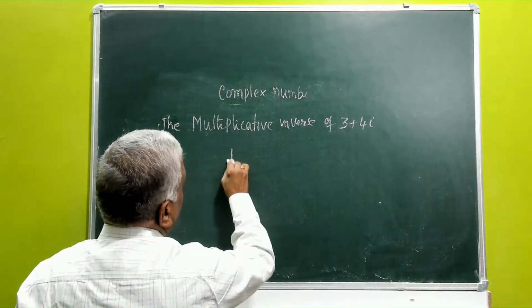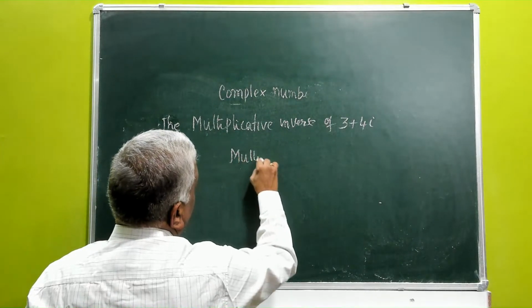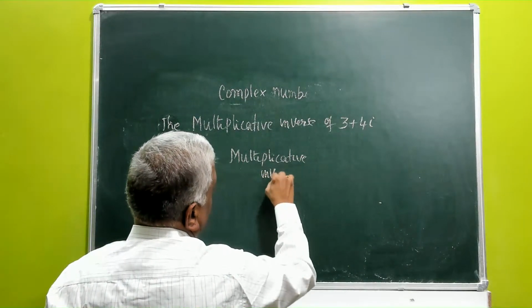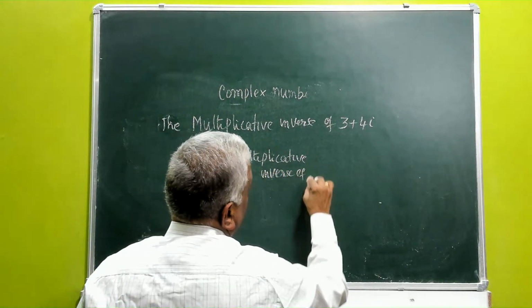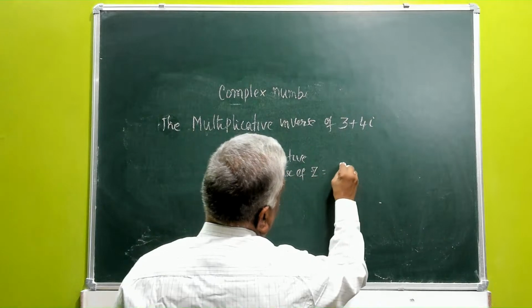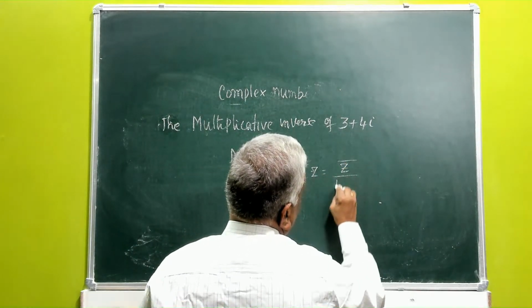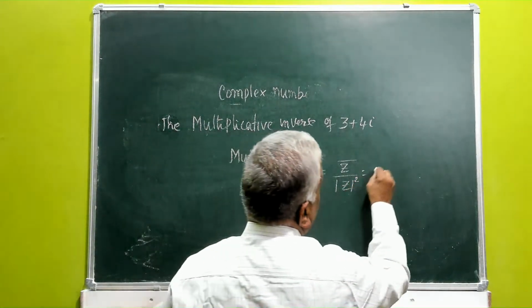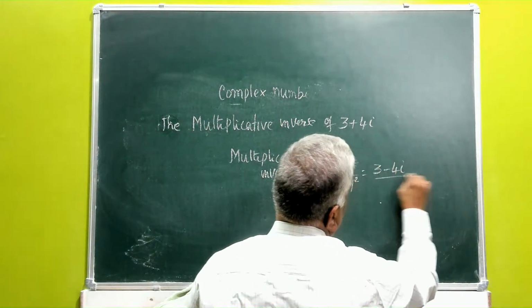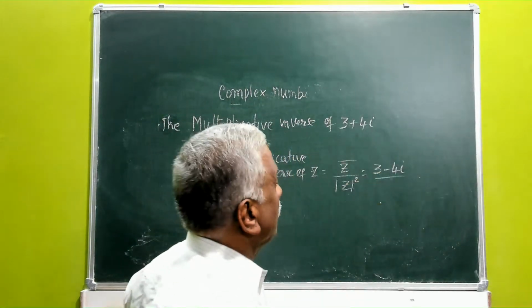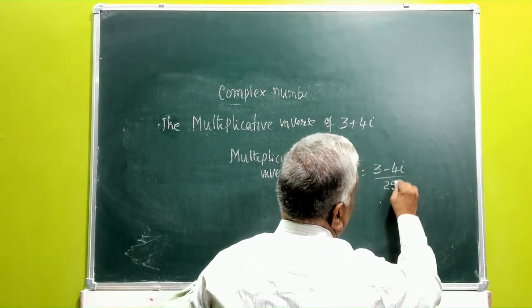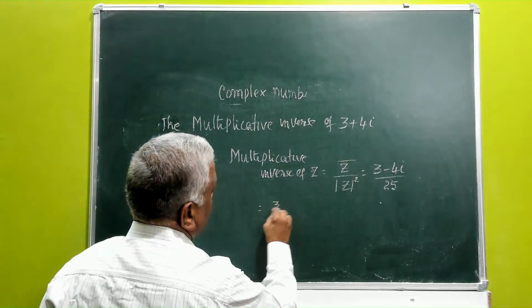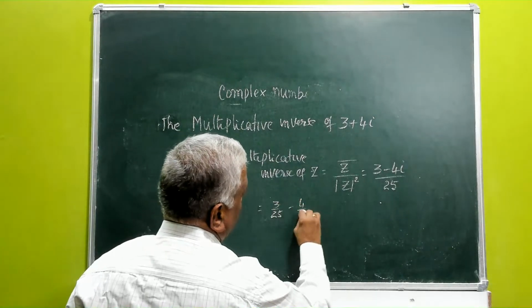You should remember, as I told you, the multiplicative inverse of z is equal to z bar over modulus of z whole square. So z bar is nothing but 3 minus 4i. And 3, 4 and 5 form a right triangle, therefore this is 25. But they won't give the answer like this. They have given the answer as 3 by 25 minus 4 by 25 i.